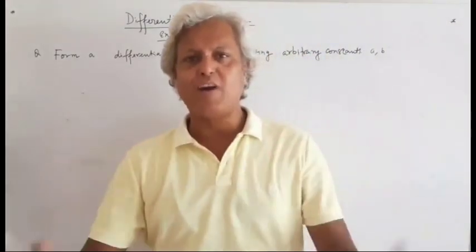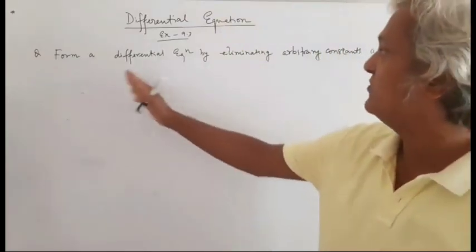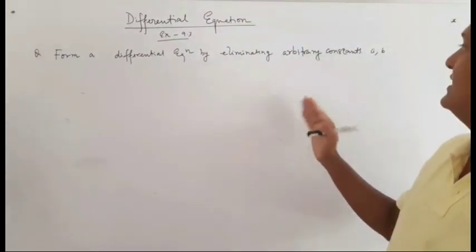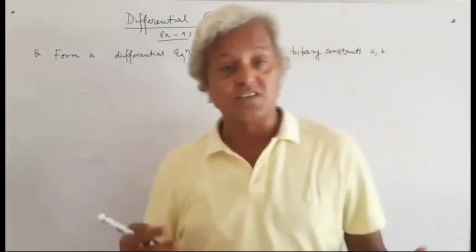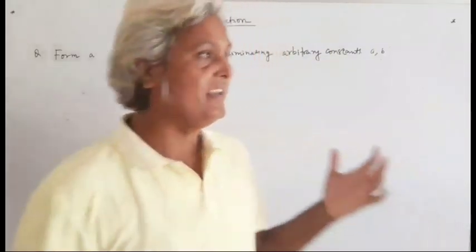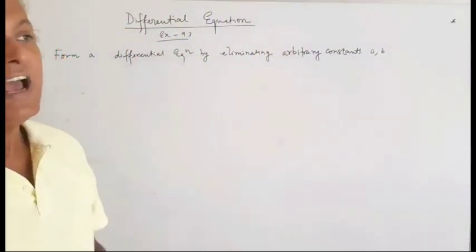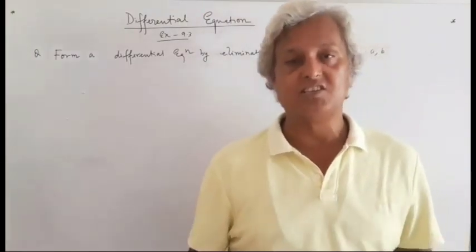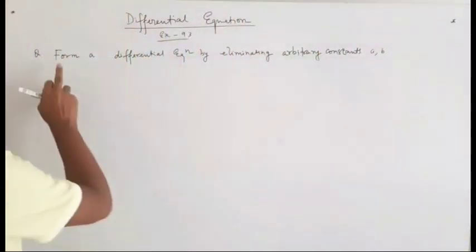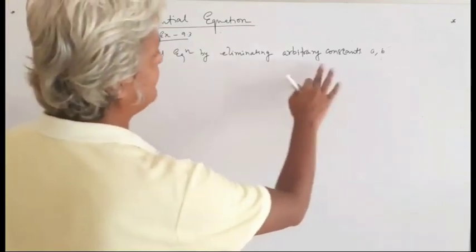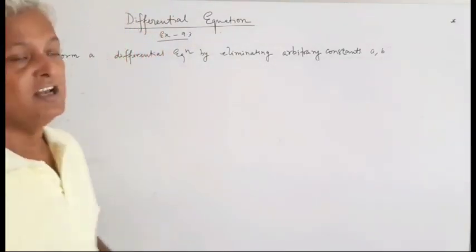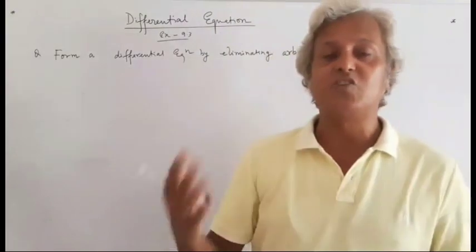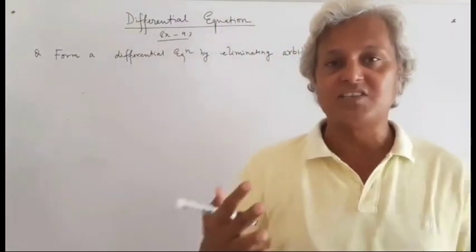In chapter 9.3 we'll be dealing with how to form a differential equation by eliminating the arbitrary constants. Constants are normally not mentioned, but here these constants are mentioned, and these arbitrary constants are sometimes also called the parameters of the equations. So we have to form a differential equation by eliminating the arbitrary constants. Without wasting your time, let me get back to the questions directly.